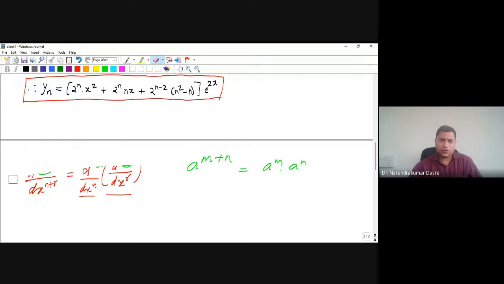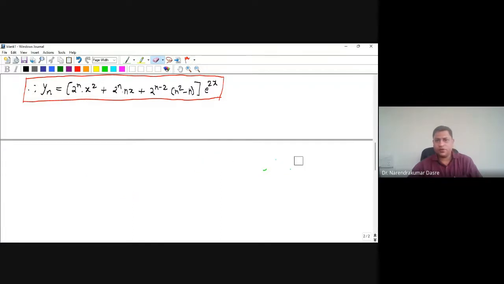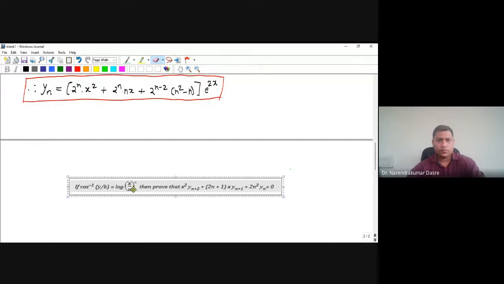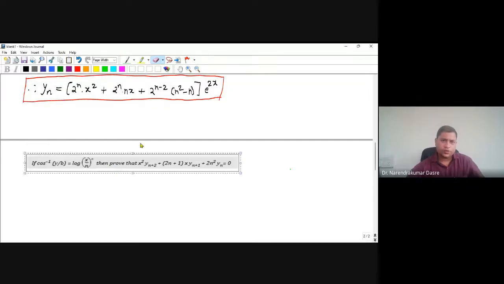Okay, so let us try to solve the problems based on this. Okay, so we go with the example. Are you able to see this example?